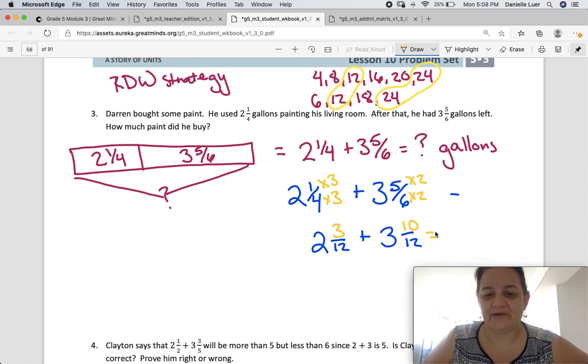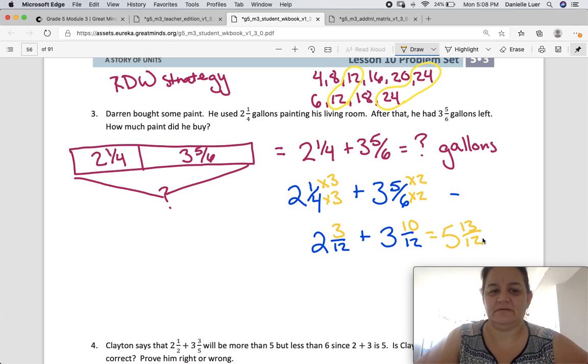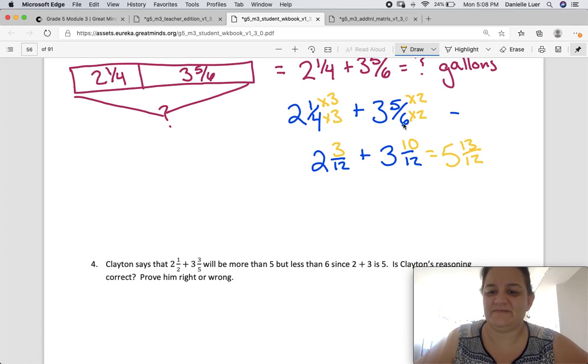Now I can add across pretty easily. 2 and 3 is 5. And now I've got 3/12 and 10/12. That's 13/12. But 13/12 is an improper fraction, so I'm going to have to split that apart.